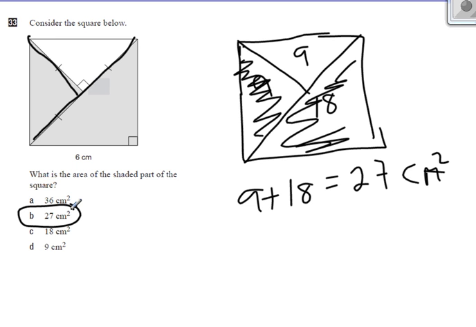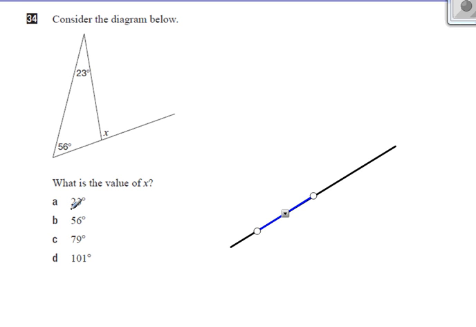Okay, so let's look at the next question. So question 34 is a geometry question. It says, consider the diagram below. What is the value of x? So let's carefully make sure that we identify where angle x is. It's right here. It's not part of this triangle. It's outside of the triangle.